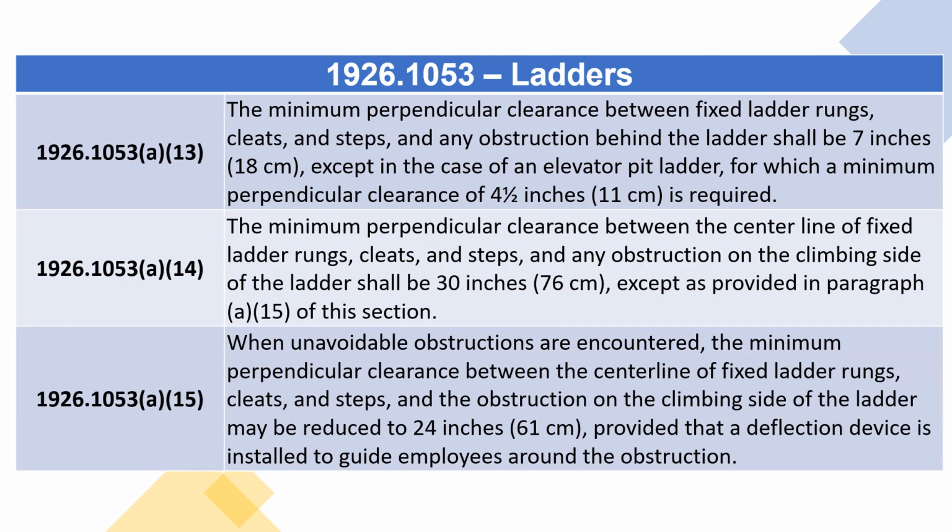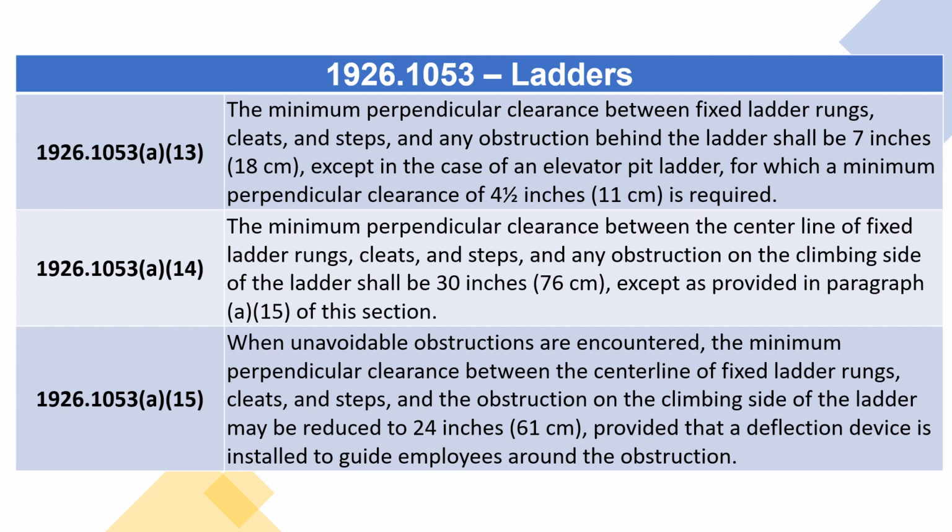1926.1053(a)(13): The minimum perpendicular clearance between fixed ladder rungs, cleats, and steps, and any obstruction behind the ladder shall be 7 inches (18 centimeters), except in the case of an elevator pit ladder, for which a minimum perpendicular clearance of 4.5 inches (11 centimeters) is required.